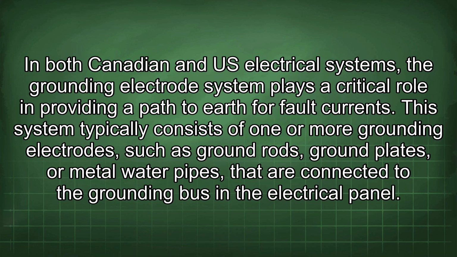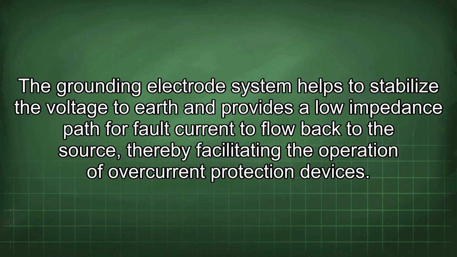In both Canadian and US electrical systems, the grounding electrode system plays a critical role in providing a path to earth for fault currents. This system typically consists of one or more grounding electrodes, such as ground rods, ground plates, or metal water pipes, that are connected to the grounding bus in the electrical panel. The grounding electrode system helps to stabilize the voltage to earth and provides a low impedance path for fault current to flow back to the source, thereby facilitating the operation of overcurrent protection devices.